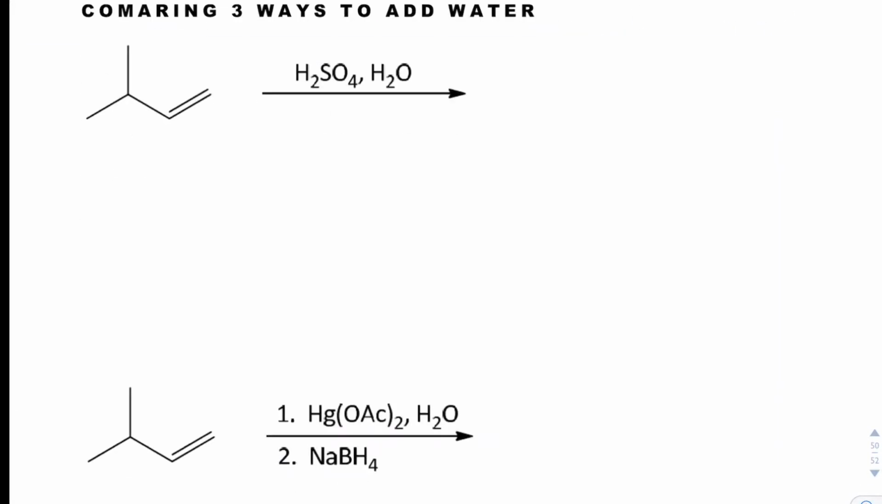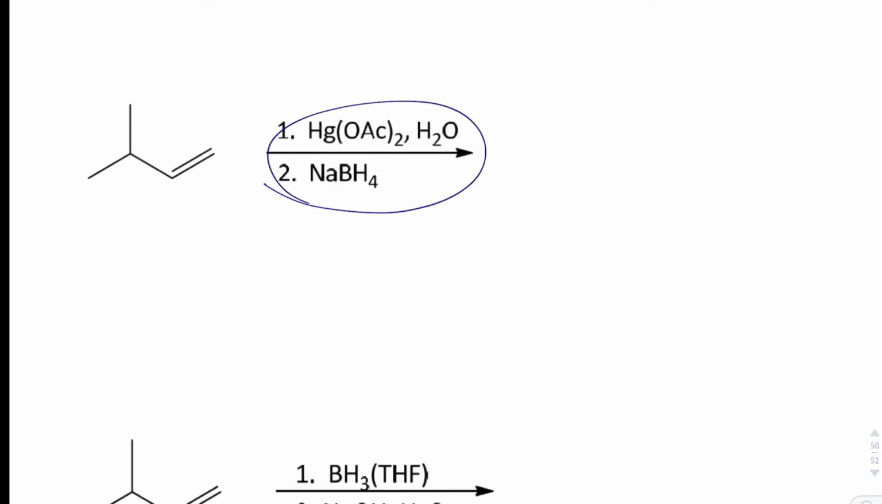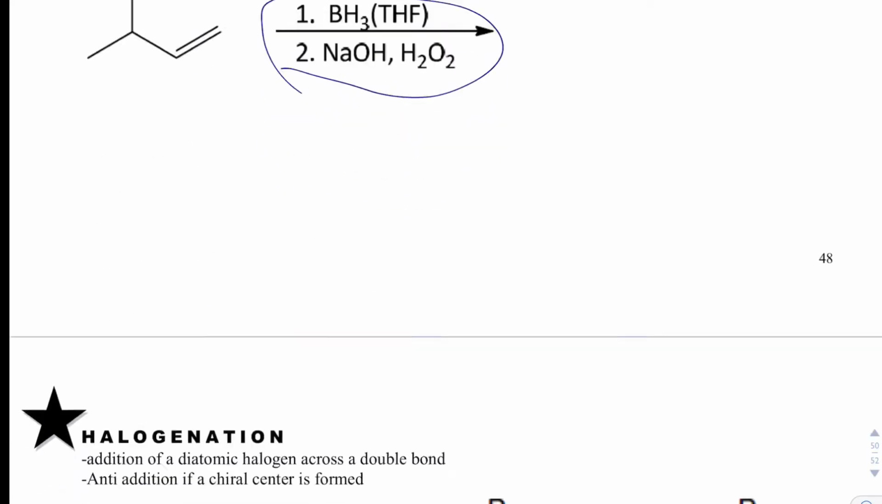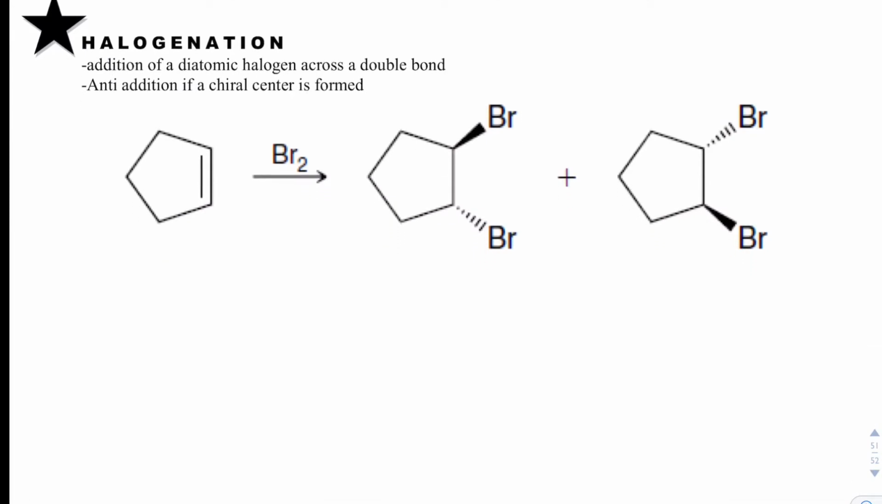Okay, so if you want to go through and do this on your own, the 3 ways to add water. The first one here, we could have potentially rearrangement. The second one, no rearrangement, but we're going to add our water to the most substituted. Here, no rearrangement as well, but we're going to add our water to the least substituted. Now, we're going to do halogenation, which we could have Br2, we could have Cl2, or we could have I2. Those are the ones that we could have.